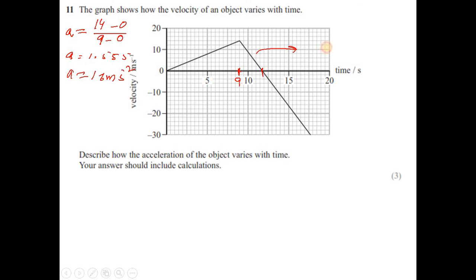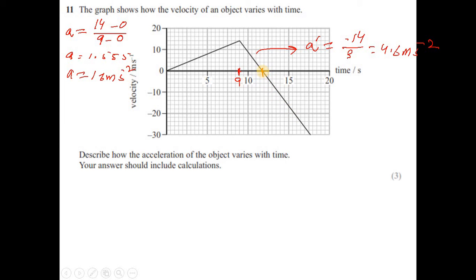If you wish, you also can calculate the deceleration value here. So you can say that acceleration a is 0 minus 14, so minus 14, divided by the interval, if I take it 12 minus 9, which is 3. So you can say that around minus 4.6 m s^-2 is the deceleration, and after reaching 12 seconds, it moves with the same rate but in the opposite direction.